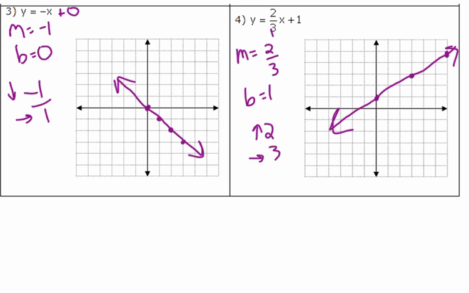So this was writing equations of lines in slope-intercept form and graphing equations of lines in slope-intercept form.